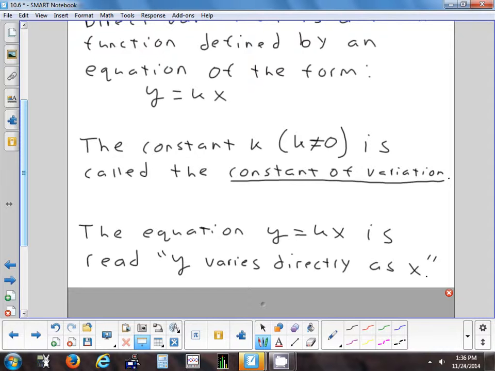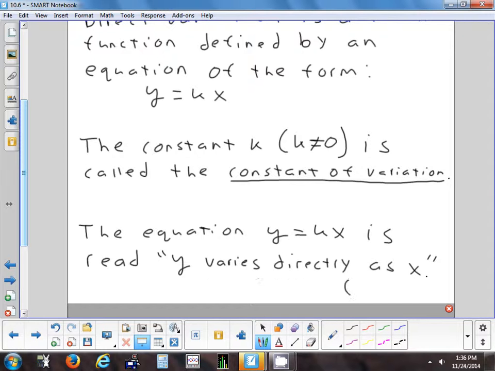So the equation y equals kx. The way you can pronounce that is y varies directly with x. Sometimes they say as x. I like to say with x. So what it says on your thing, guys, read as, you're gonna write in your quotes, y varies directly as x or with x. You could say it either way. I like to say y varies directly with x. But either way.